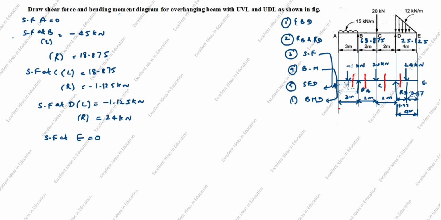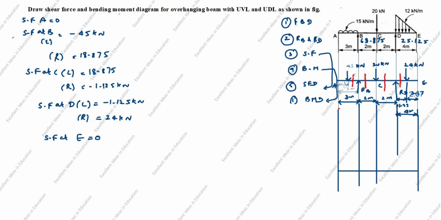Next we will draw shear force diagram. That is A, B, C, D, E. Shear force at A is 0. So point is here is 0. Next, shear force at B is equal to minus 45. So minus 45 comes down. You see the drawing, AB is in UDL. So UDL means how you will draw, this is an inclined line.